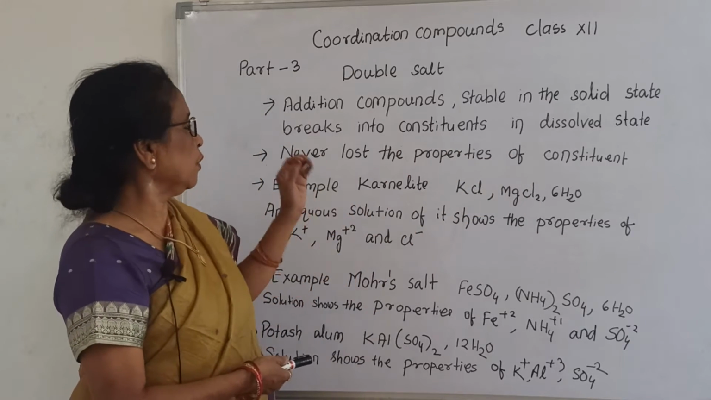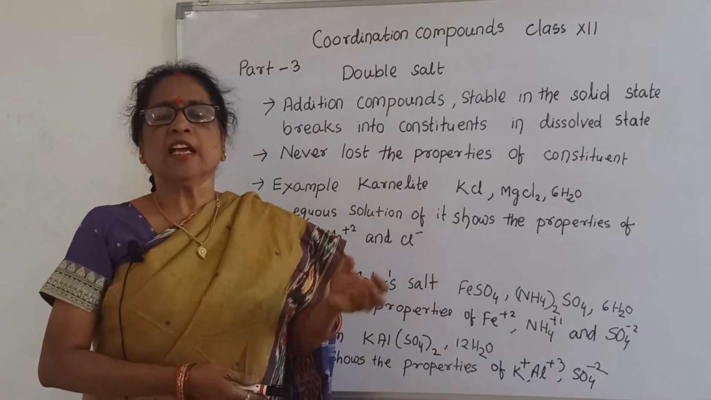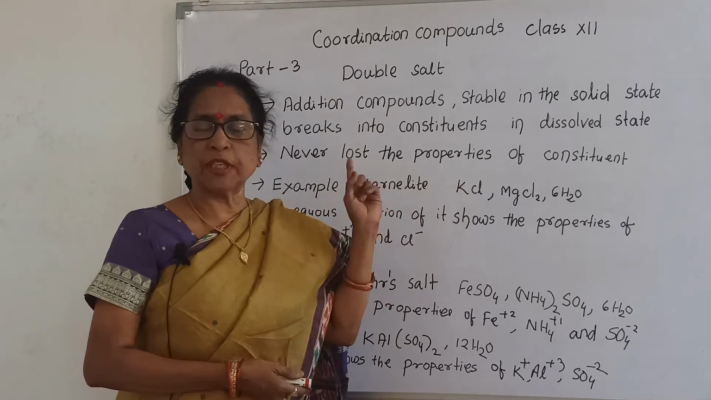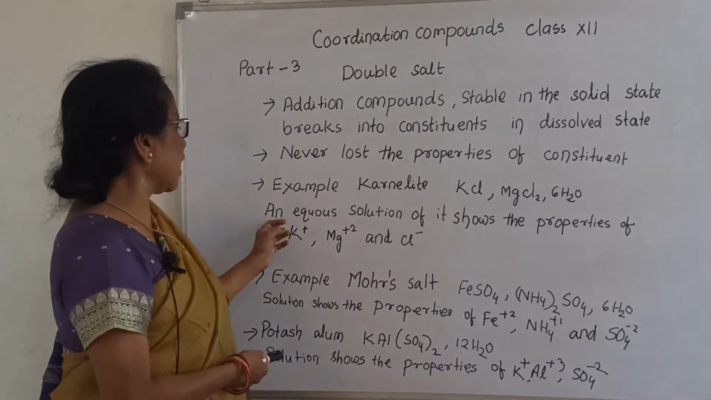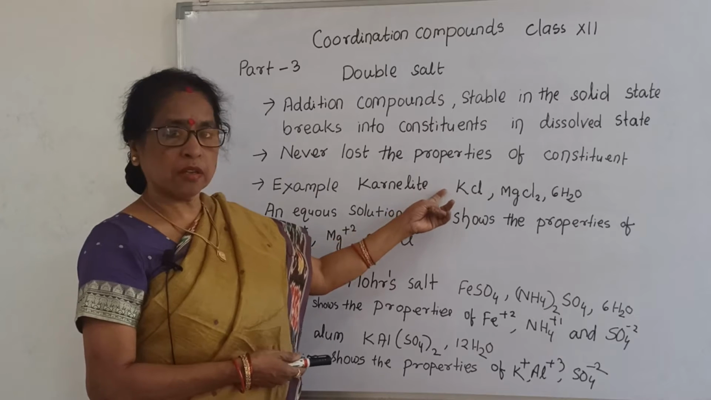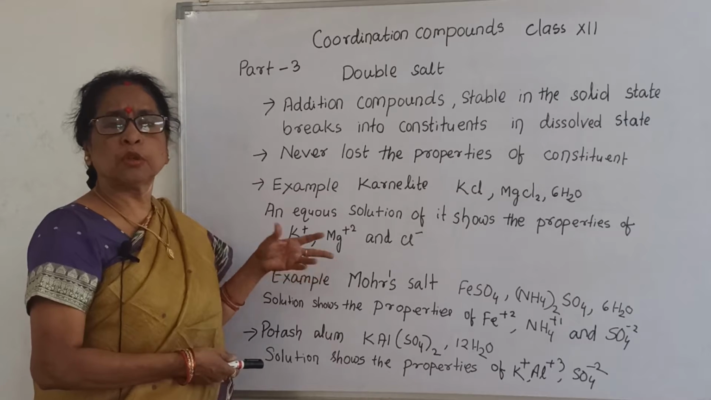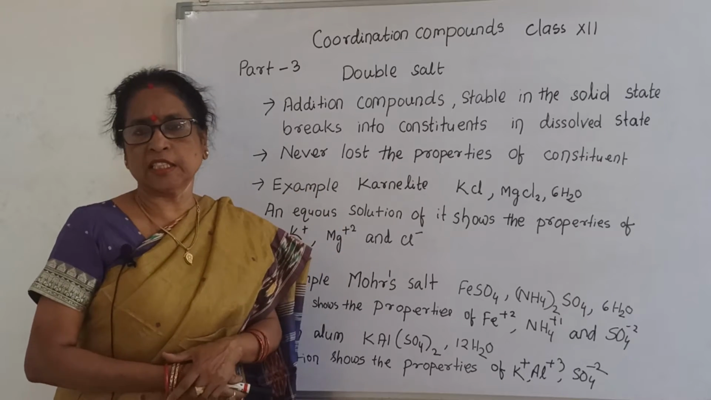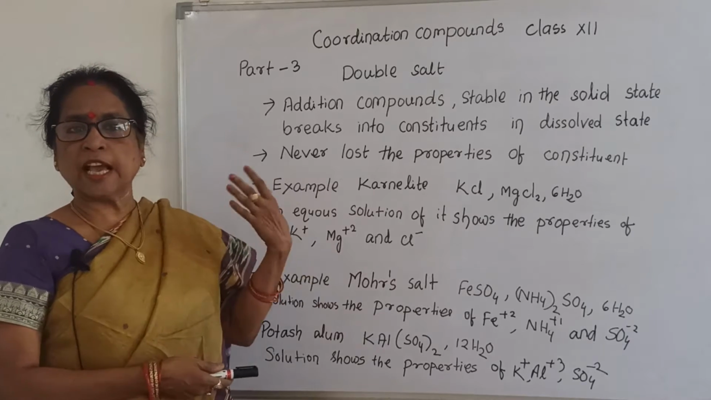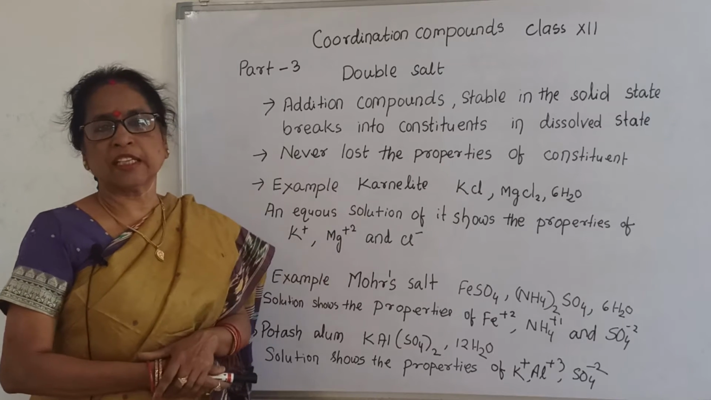That means when it is in dissolved state, the aqueous solution is prepared, and it shows the properties of each constituent. So the aqueous solution of carnallite shows the properties of K plus, Cl minus, Mg plus 2. That means when you do acid radical analysis and basic radical analysis, it shows the experimental practical tests of potassium and magnesium.